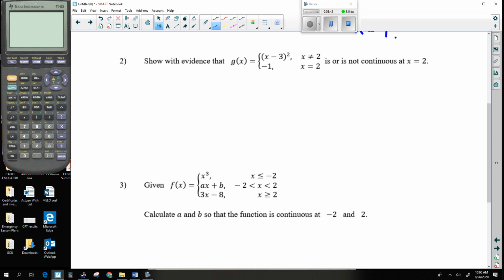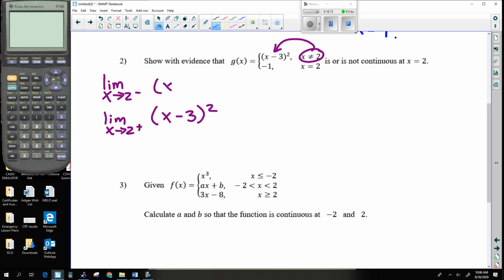All right, now think about this. If I take the limit as x goes to 2 from the negative and the limit as x goes to 2 from the positive, what equation am I referring to? Okay, so we're talking about something that is not a 2. It's going towards 2, but it's not 2. So what you're doing is you're using the same equation for both of these situations, you're using x minus 3 squared.